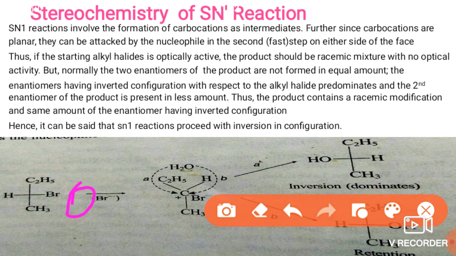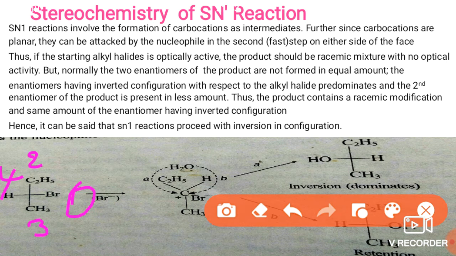Here the chiral carbon atom has groups with the same atomic number. In that case, the priority order is determined by considering the atomic number of the second atom. Here the second atoms are, in the ethyl group, carbon, and in the methyl group, hydrogen. So the second priority is the ethyl group, the third priority is the methyl group, and the least priority is the hydrogen atom.